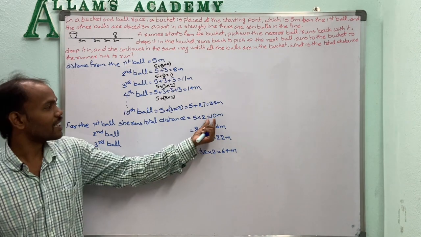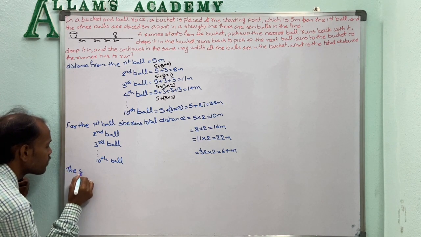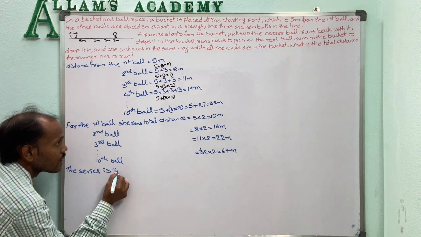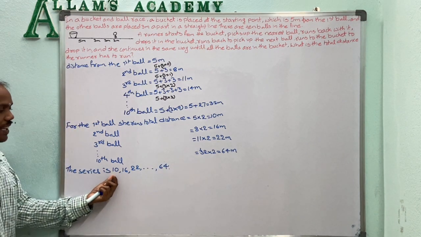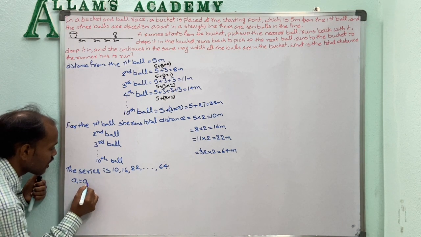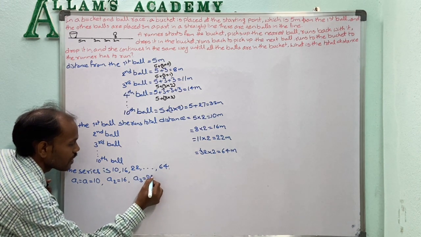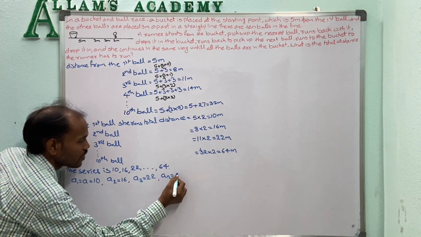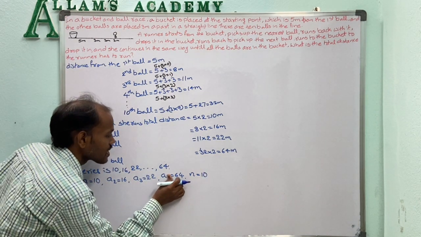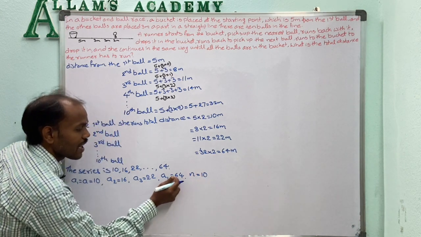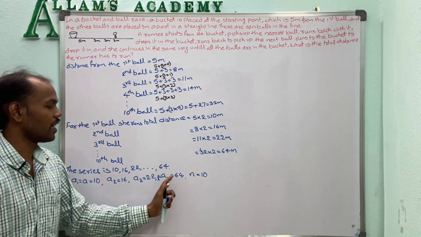So now these values will be written as a series. The series is 10, 16, 22, and so on up to 64. Here the first value is a1 equal to a equal to 10, a2 equal to 16, a3 equal to 22, and an is equal to 64, and the n value is 10. There are 10 balls given, that means an is nothing but a10. It is the last term, which is also indicated as the last number l. So l equals a10 equals 64.